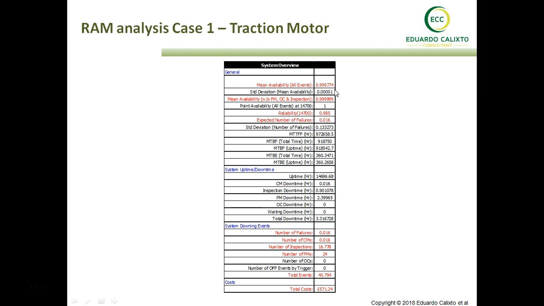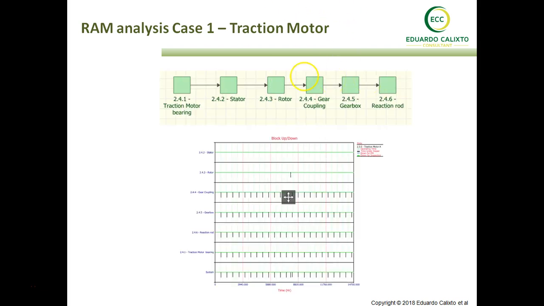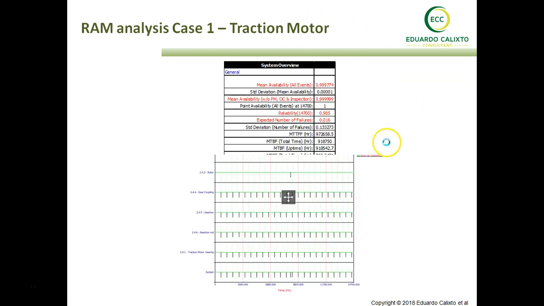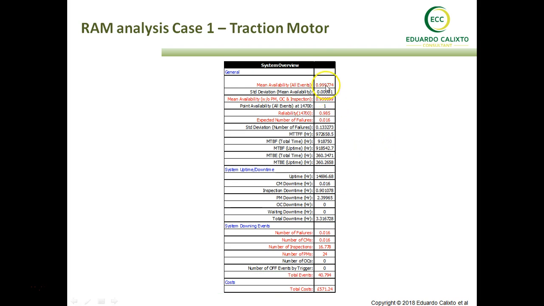Of course, to run the simulation, we need to first input all reliability, maintainability, and inspection in each one of these blocks, and then after we run the simulation, we can get the first result, that is the performance. So here we have the operation availability very high, 99.97%. And the operation availability without preventive maintenance, and here we can see that's even higher.